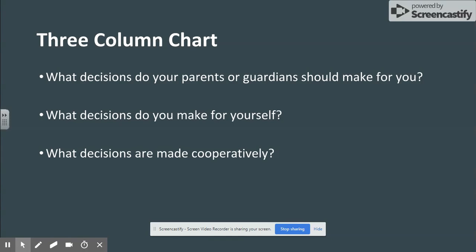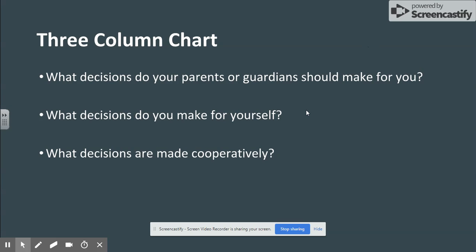Okay, now that you're done with your three-column chart, let's take a look at it. Those decisions that your parents or guardians make for you, maybe they decide your diet by deciding what they're going to buy from the grocery store. Maybe they decide other things like what school you're going to go to or where you're going to live. That's probably up to your parents or guardians. That is like the national government making decisions for the states.